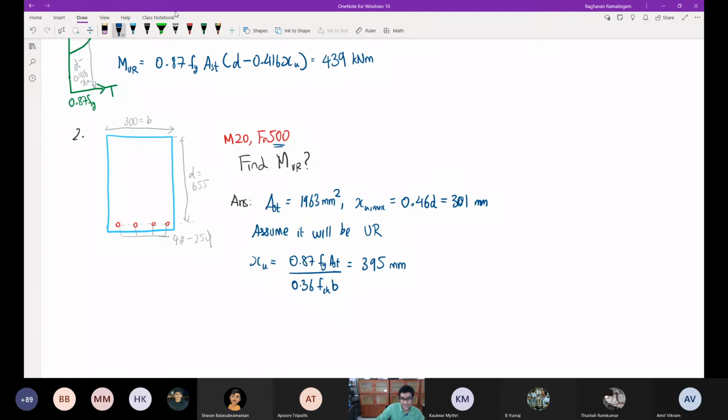So I changed it for a small reason. If it was Fe415, this XU actually came to 321. Since I changed it to 500, it has gone up to 395. I just wanted to make it really over reinforced. Compared to the last problem, you find that this is actually greater than XU max, meaning that this is wrong.